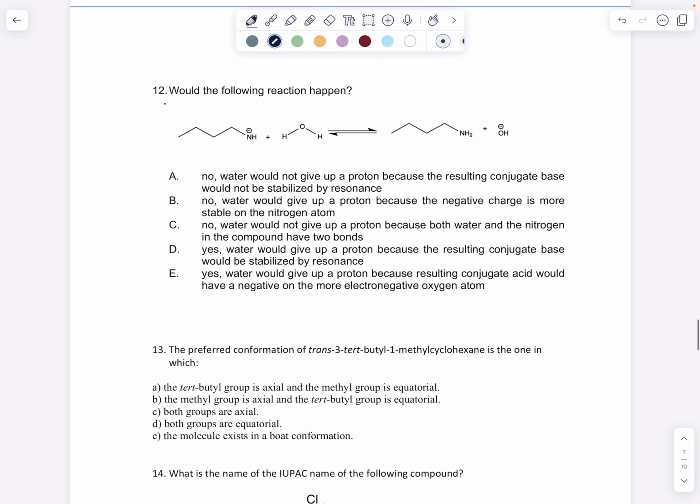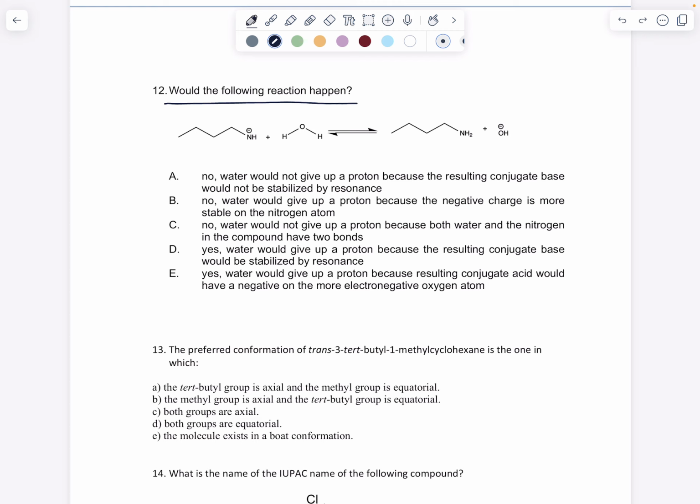Okay, the next question is, would the following reaction happen? So this is an acid-base reaction, and the question is, will the reaction happen as favored? So like, would this forward reaction happen? Now, I intended for this to just be a one-way arrow, so I made a mistake on this question, and there's a typo in one of the answers. So we actually accepted 2 answer choices on this one. But essentially, would this even occur? And that is what we're looking for.